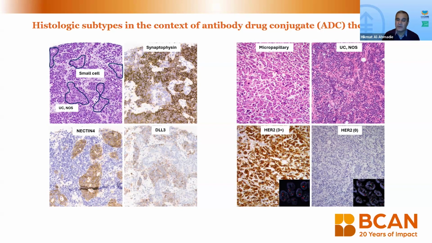For example, small cell carcinoma does not express Nectin-4, so it's very unlikely that a tumor with a small cell carcinoma component will respond to EV treatment. At the same time, these tumors may express another marker that may make them have higher chances of responding to another treatment that targets another marker, such as DLL3. And the flip side, micropapillary carcinoma, in addition to expressing Nectin-4, it may also express HER2, which is another target for another drug that targets HER2 expression.